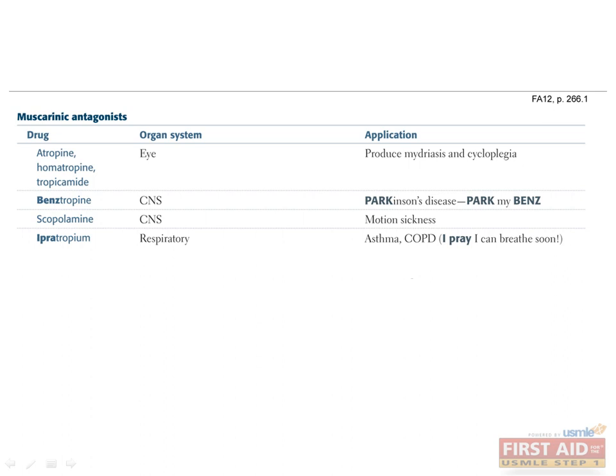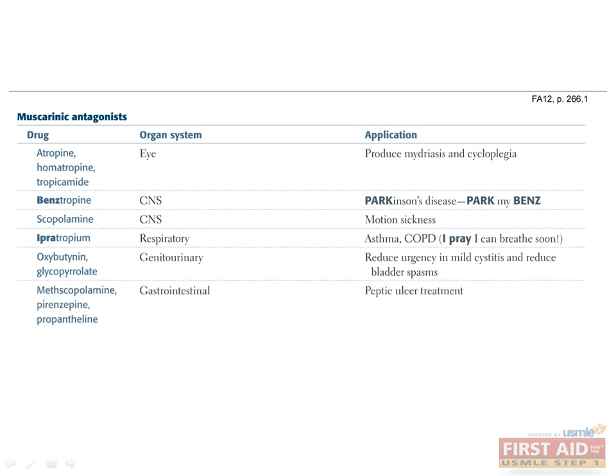Ipratropium is used to reduce bronchial secretions in the treatment of asthma and COPD. It's often given in combination with albuterol. Remember the mnemonic "I pray I can breathe soon." Oxybutynin and glycopyrrolate are used to reduce urinary urgency in mild cystitis and bladder spasms. Methscopolamine, pirenzepine, and propantheline can be used to reduce GI secretions in the treatment of peptic ulcer disease.